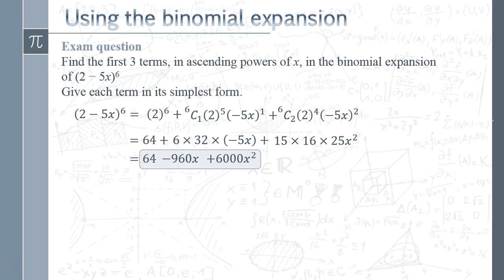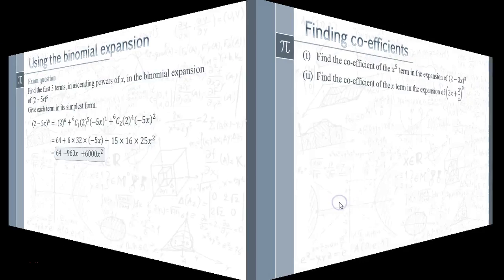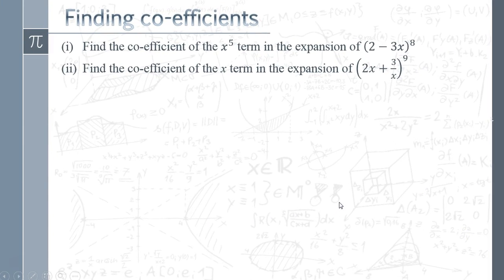And let's say that's not the full expansion, that's just the first 3 terms, but that's all I've been asked for. And it says very clearly at the top, give each term in its simplest form. So I've made sure I've taken it from this line here, tidied them all up, and written each coefficient as an individual number.